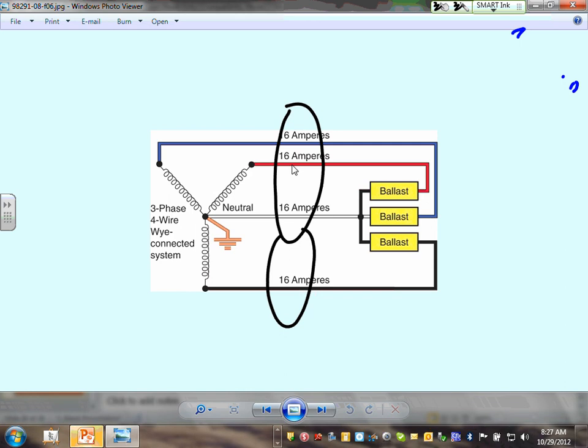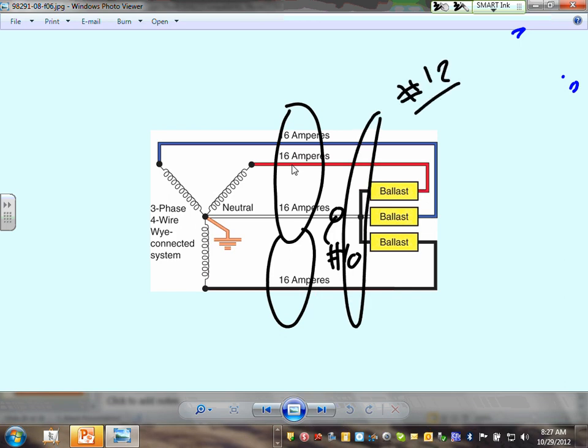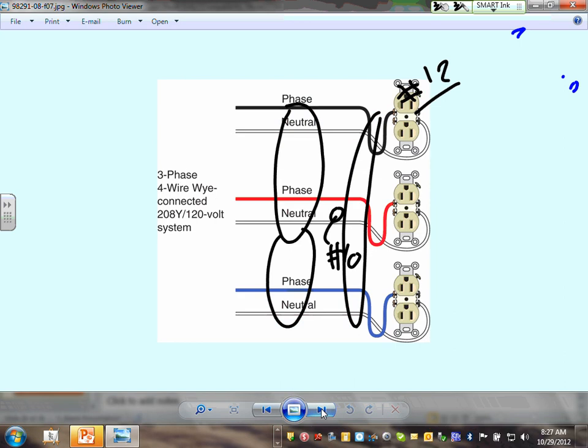Okay? So who cares? Make sure you size it. What we do here is either pull a neutral with every phase, or oversize the neutral, make it number 10, right? Or if all these are number 12, you're still good, right? Number 12, 16 is good. So don't undersize a neutral if you have harmonics, which almost always you do.